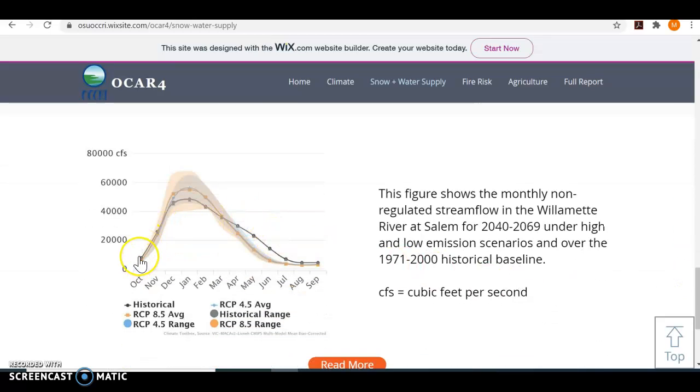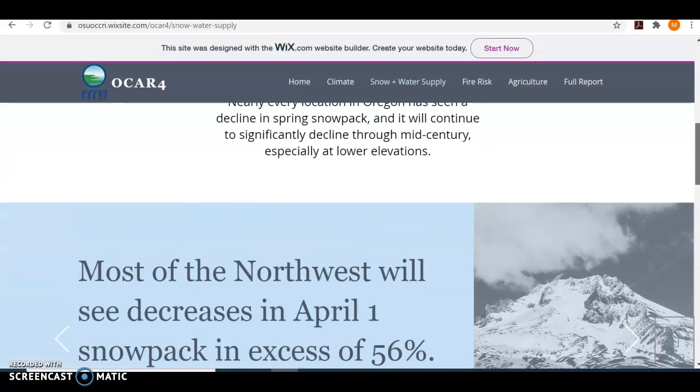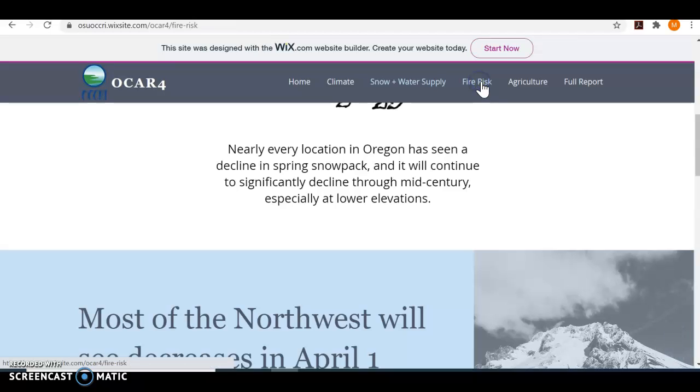And here's kind of the Willamette River. I'll emphasize just a tiny bit this. Look at that. That is our historical line, and what we're thinking is that we're going to have bigger, in some of these scenarios, probably bigger winter flows, but less in the spring and summer, right when we need it. That's the challenge. That is the challenge. Okay. So that's snow, water supply, fire risk.